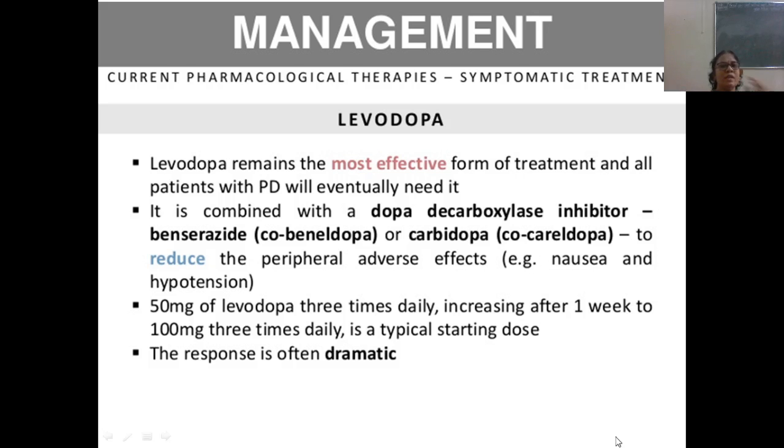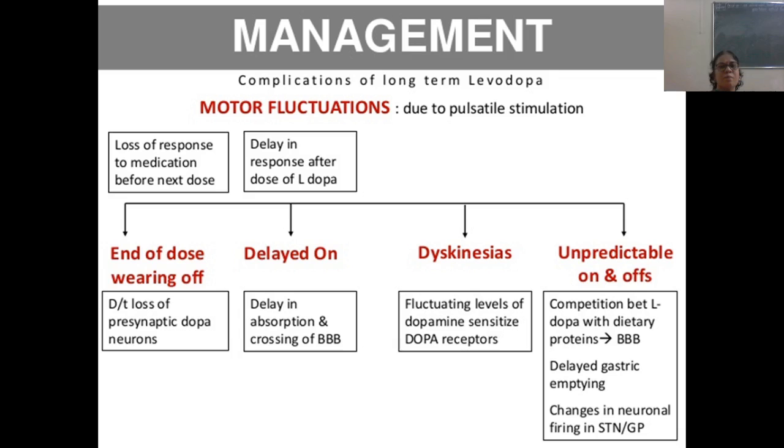Now, current pharmacological therapies. For symptomatic treatment, levodopa remains the most effective form of treatment, and all patients with Parkinson's disease will eventually need levodopa. It is combined with a dopa decarboxylase inhibitor, benserazide or carbidopa, to reduce the peripheral adverse effects like nausea and hypotension. 50 milligrams of levodopa 3 times daily, increasing after 1 week to 100 milligrams 3 times daily, is a typical starting dose, and the response is often dramatic.